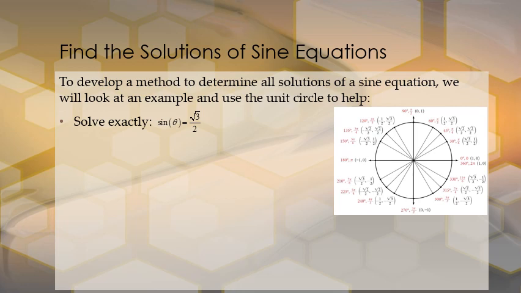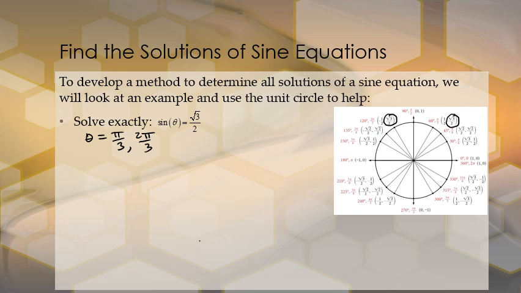So if you've got this memorized, great. You may be able to just tell me that theta is equal to pi over 3 and that theta is also equal to 2 pi over 3. I'm going to just make sure that I did that right by looking at my unit circle, and sure enough I see square root of 3 over 2 at pi over 3. I also see it at 2 pi over 3. Now, is that a good answer?